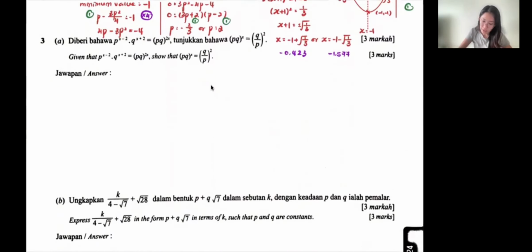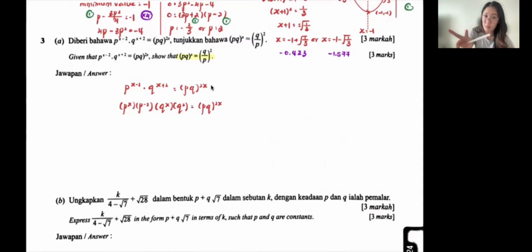This is indices. We were given that p power x minus 2 times q power x plus 2 equals (pq) power 2x. We need to show that we can get this answer. So how? We are going to split the powers. So I can write it like this, p power x times p power negative 2, and then q power x times q power 2. Then on pq on the other side, you just leave it first. The 2x is still outside. If you open up the bracket, meaning it's power for q only, so the bracket has to be there.